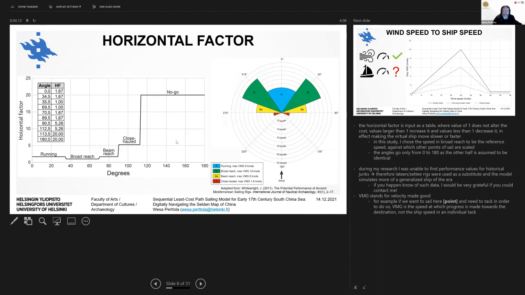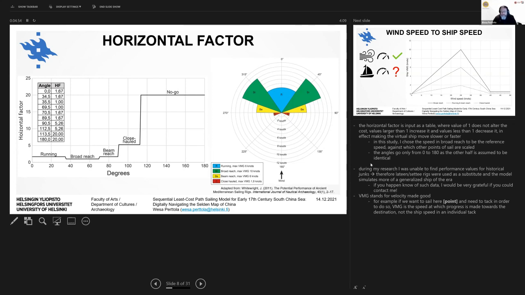The horizontal factor is input as a table where the value of 1 does not alter the cost, values larger than 1 increase it, and values less than 1 decrease it, in effect making the virtual ship move slower or faster. In this study, I chose the speed in broad reach to be the reference speed against which other points of sail are scaled. The angles in the graph only go from 0 to 180, as the other half is assumed to be identical, so you would mirror the image horizontally to get the full circle.